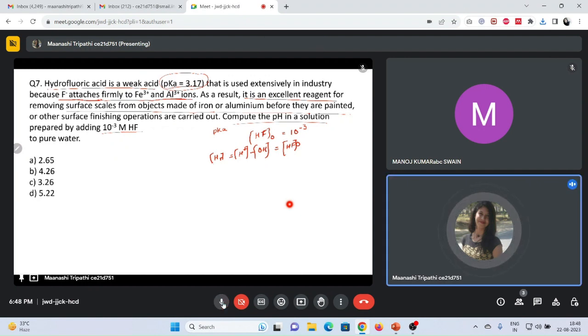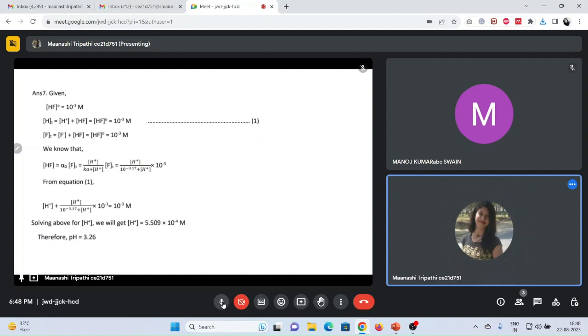We'll see the solution now. So the pH will be 3.26. How did we get this solution? HF naught is 10 raised to power minus 3. HT is H plus plus HF, which can be equal to HF naught, which is 10 raised to power minus 3 molar. Ft is F negative plus HF. So this is what we can get from the tableau.